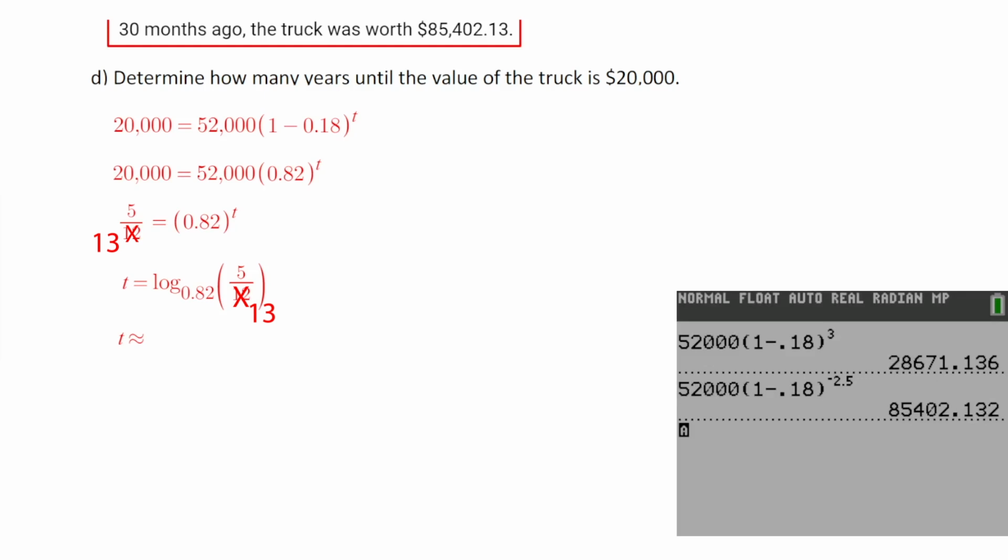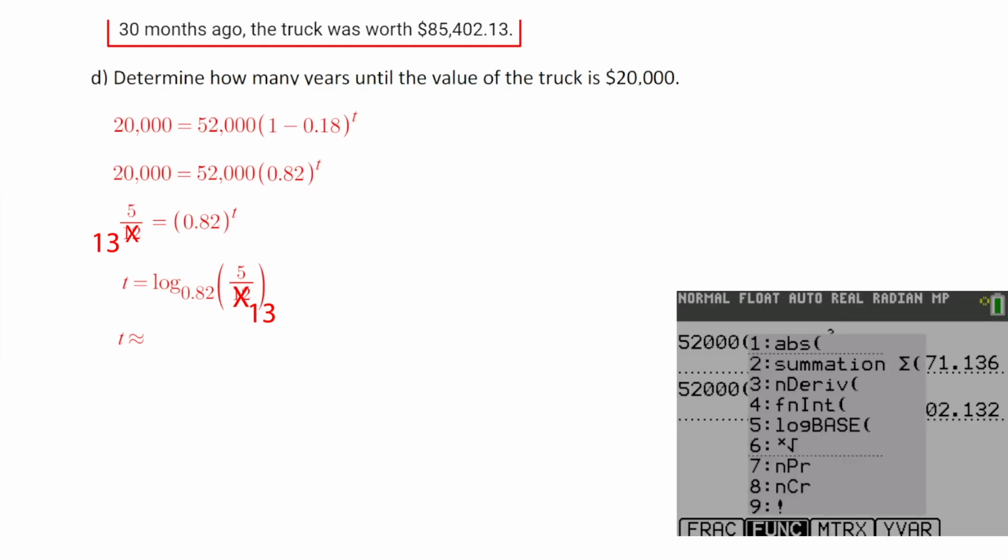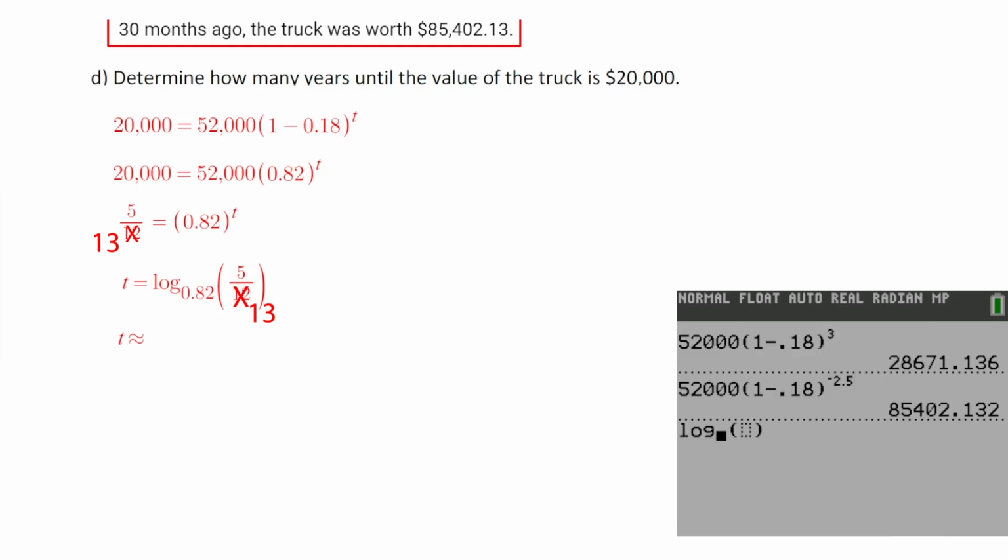So I'm going to hit alpha, I think it's window. Log base here, so log base 0.82. If you don't have that function on your calculator, if you're just working with a scientific calculator, you can use the change of base formula and write this as log of 5/12 over log of 0.82, and you should get the same answer. So if you don't have that function, it's okay.